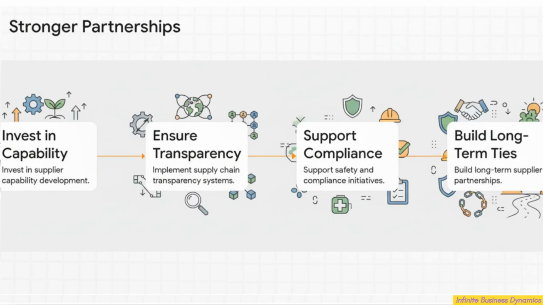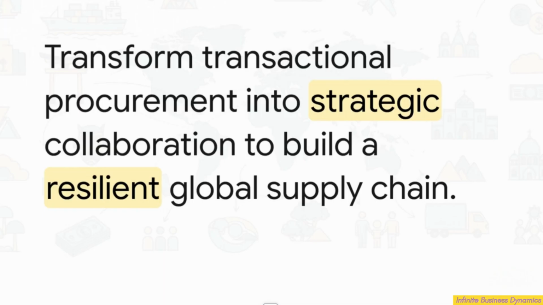Ultimately, this is the big strategic shift that separates the good from the great. It's about transforming procurement from just a simple transaction, here's money for t-shirts, into a true strategic collaboration. It's about creating a partnership where both sides are deeply invested in each other's success. That right there is the secret to building a supply chain that isn't just efficient, but is actually resilient.